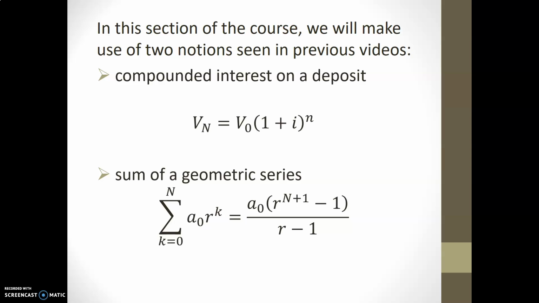We're also going to use the sum of a geometric series, where a0 is the constant and r is the ratio, and the series is counted for k values going from 0 to n, and perhaps you recall the formula that appears on the right-hand side.